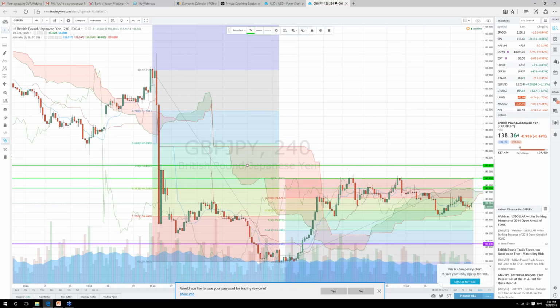If it is not, then it will be a reverse. It would be a bullish scenario, and exactly the opposite. If it's a bullish scenario, I would wait for a break above the Ichimoku cloud. If it does break above the Ichimoku cloud, then I would target either 142 or 143.80. All right? And this would be my support. 135 would be my support, stop loss, or 134.